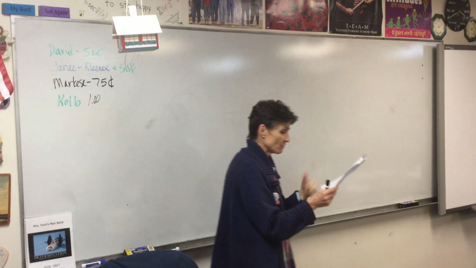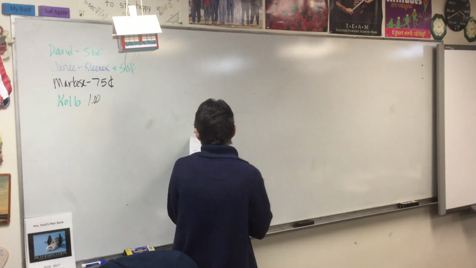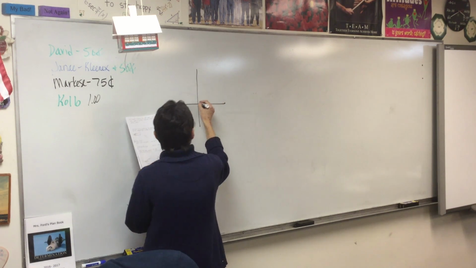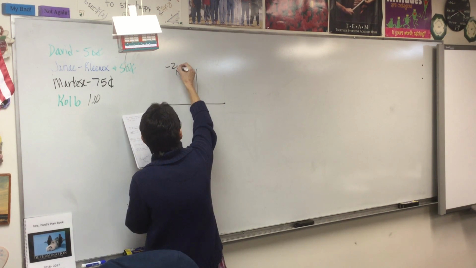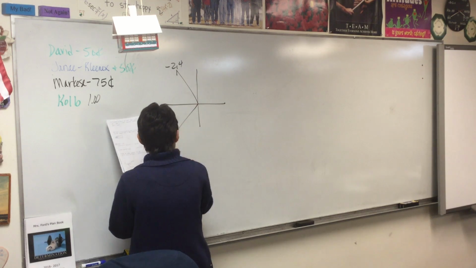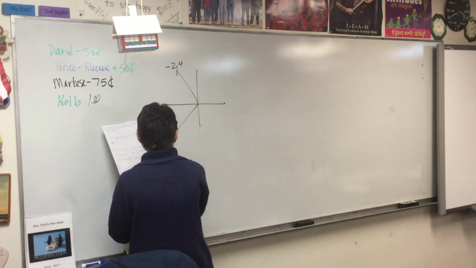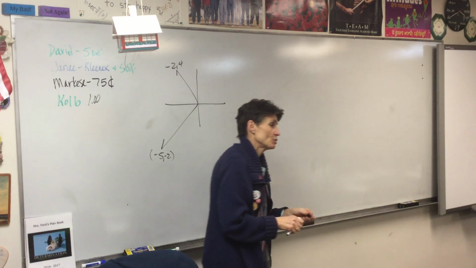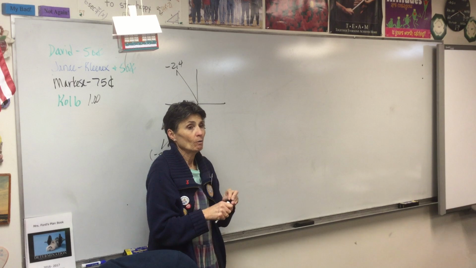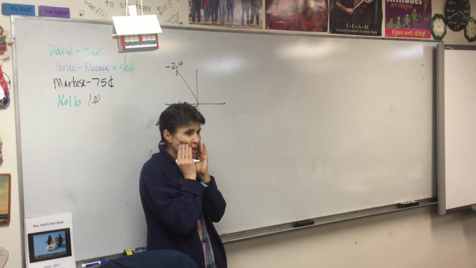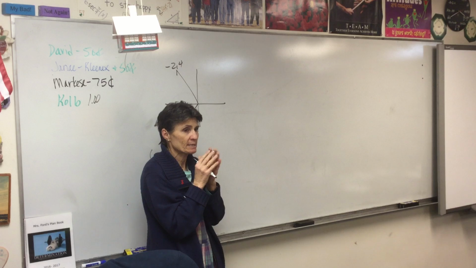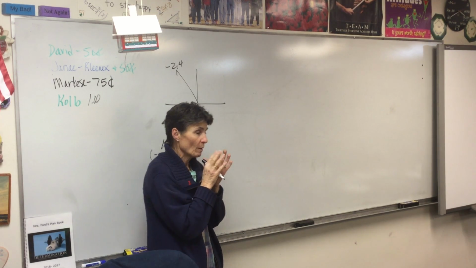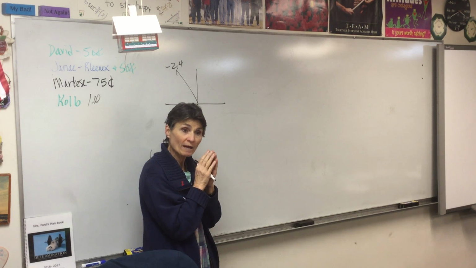All right, so 6.2, we're on the back of page 50, and we have one problem to go. On the back of page 50, we have to find the angle between this vector and this vector. We did this yesterday, a couple of different steps. Does anybody remember the first thing we do when we want to find the angle between two vectors?